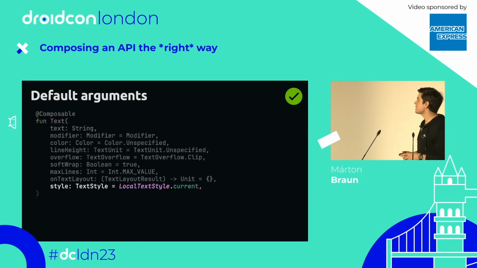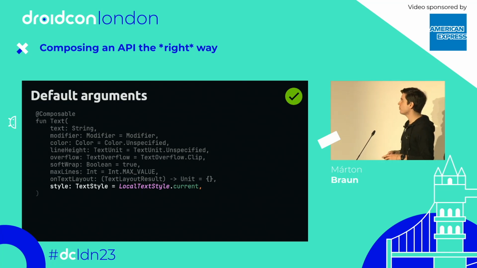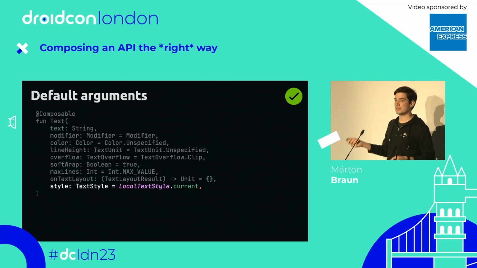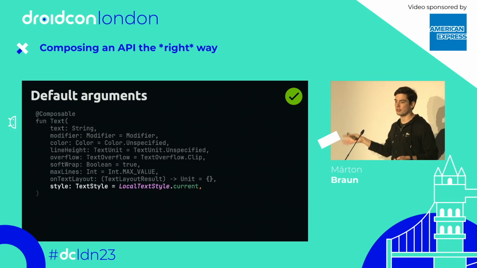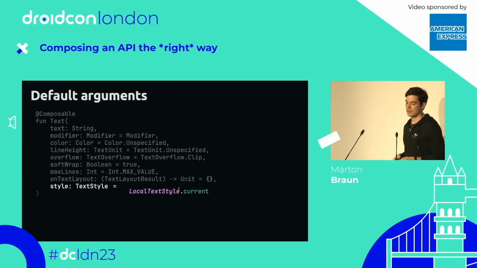We can also see a nice example of using a composition local here. This is also an approved convention, that you should read composition local values as the default values for parameters. Because this way, the component can pick up those values from the composition local by default, but the callers can always choose to override them by providing their own value for the parameter.